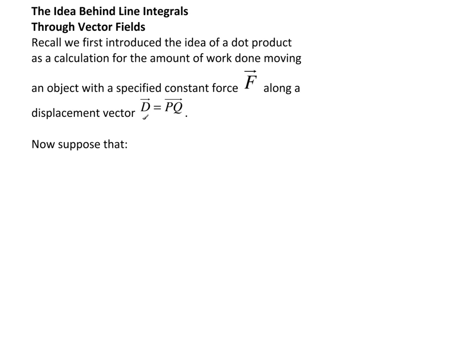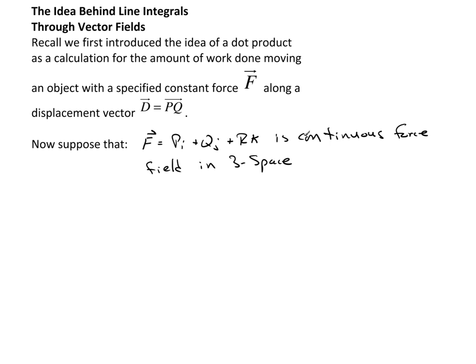Now, suppose that this force vector F can be represented as Pi plus Qj plus Rk, and that this is continuous. I should say F is a continuous force field in 3 space. As an example, this could be like a gravitational field.